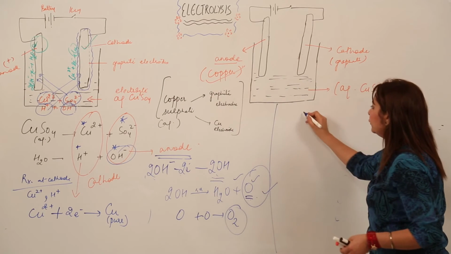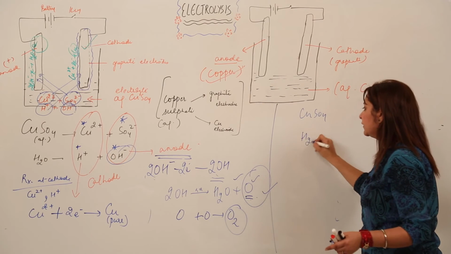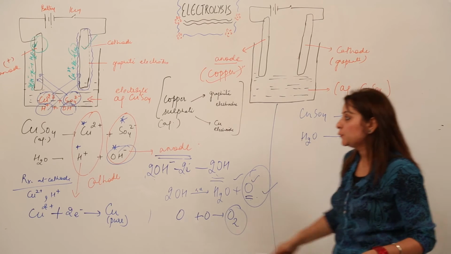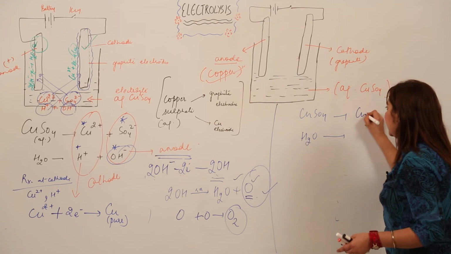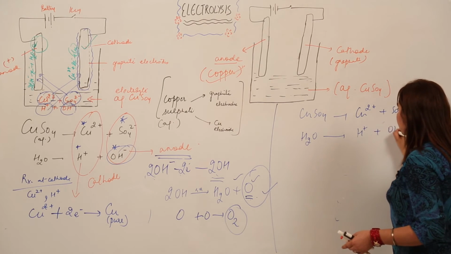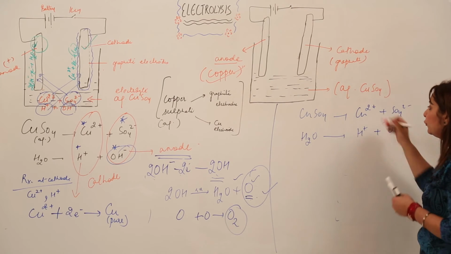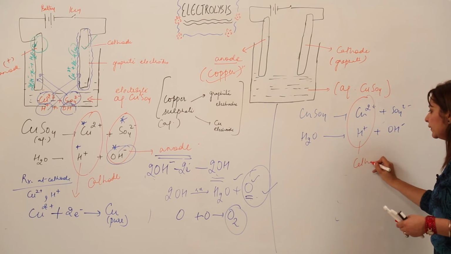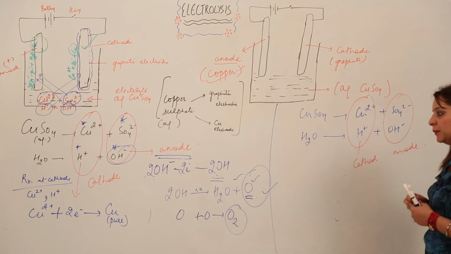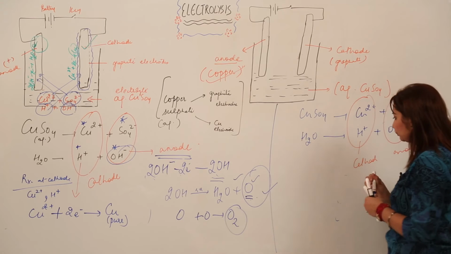Again, it is aqueous CuSO4. By just looking at aqueous, you should have an idea that the dissociation of both CuSO4 and water will take place, as we did in this case, right. Similarly I am doing it here. And as I told you, the positively charged ions move to the cathode, you know that, and the negatively charged ones go to the anode, similarly as in the previous case, right. So what happens at the cathode?